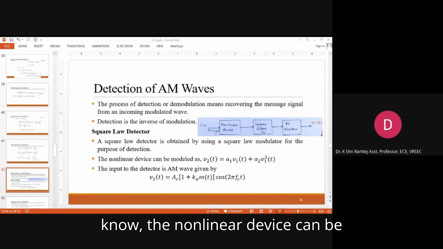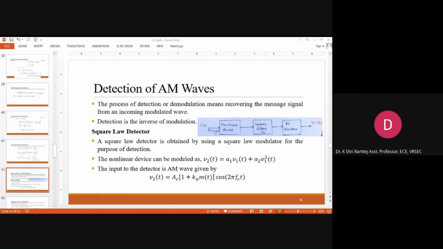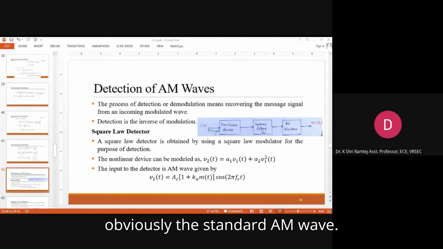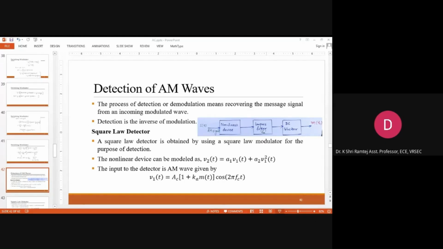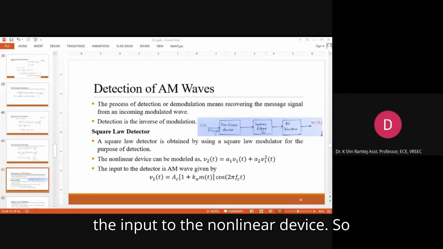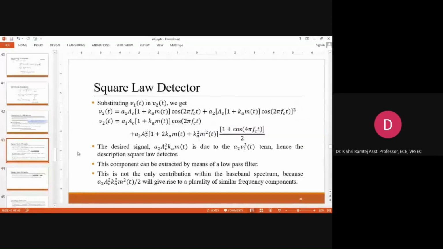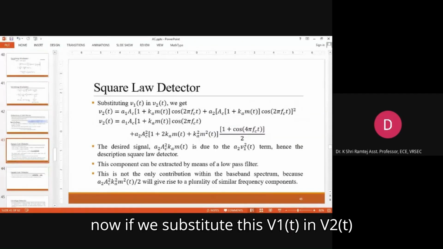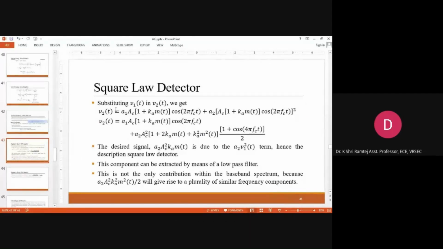As we know, the nonlinear device can be modeled as V2(t) = a1 V1(t) + a2 V1²(t). Now the input to the detector is obviously the standard AM wave. So V1(t) can be written as Ac [1 + ka m(t)] cos 2π fc t. This is the AM wave which is given as the input to the nonlinear device. Now if we substitute this V1(t) in V2(t), we get V2(t) equal to a1 times V1 plus a2 times V1².